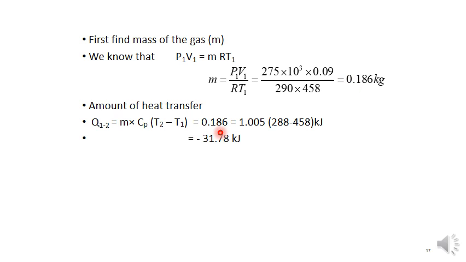Next, we have to calculate the amount of heat transferred. So Q is equal to m Cp (T2 minus T1). The m value is 0.186 into 1.005 into (T2 minus T1). T2 is 288 and T1 is 458. So after calculating we get a negative value, minus 31.78 kilojoules.